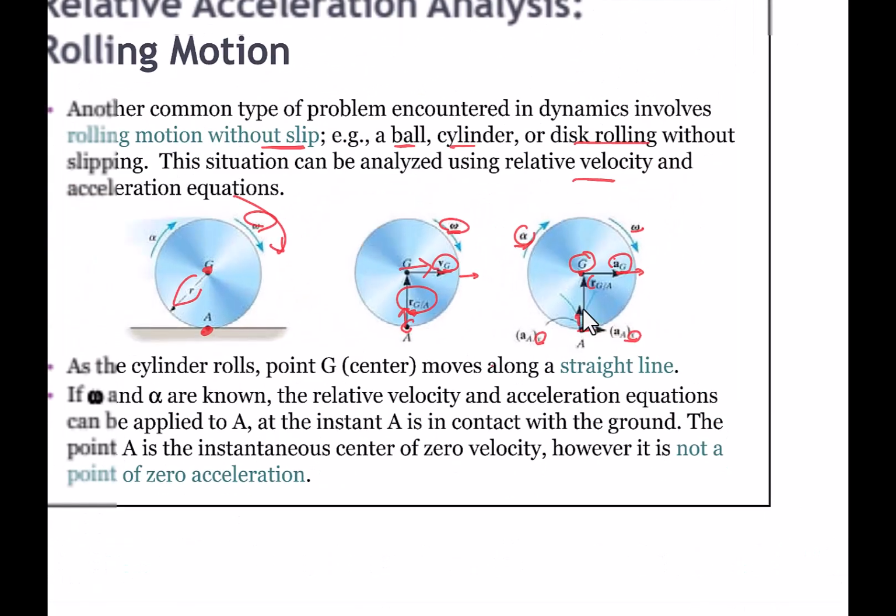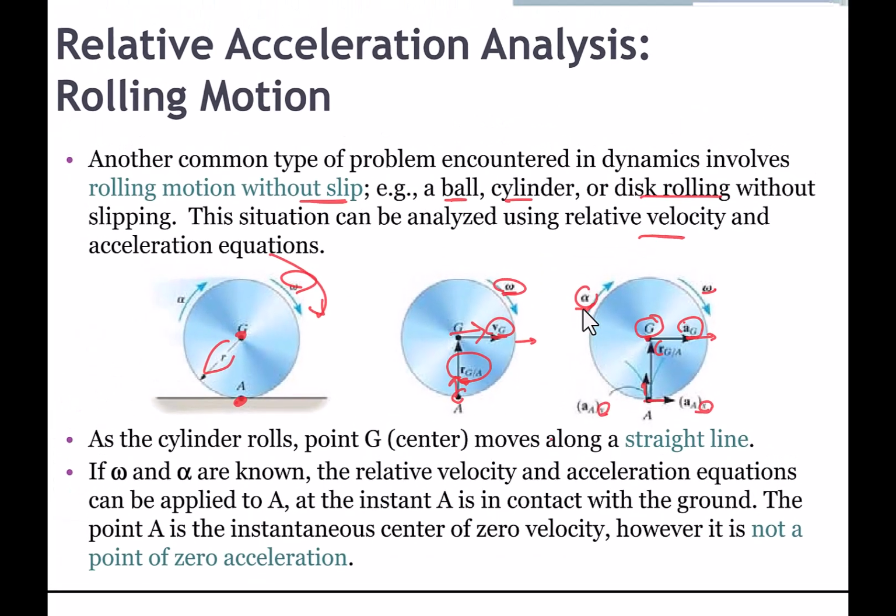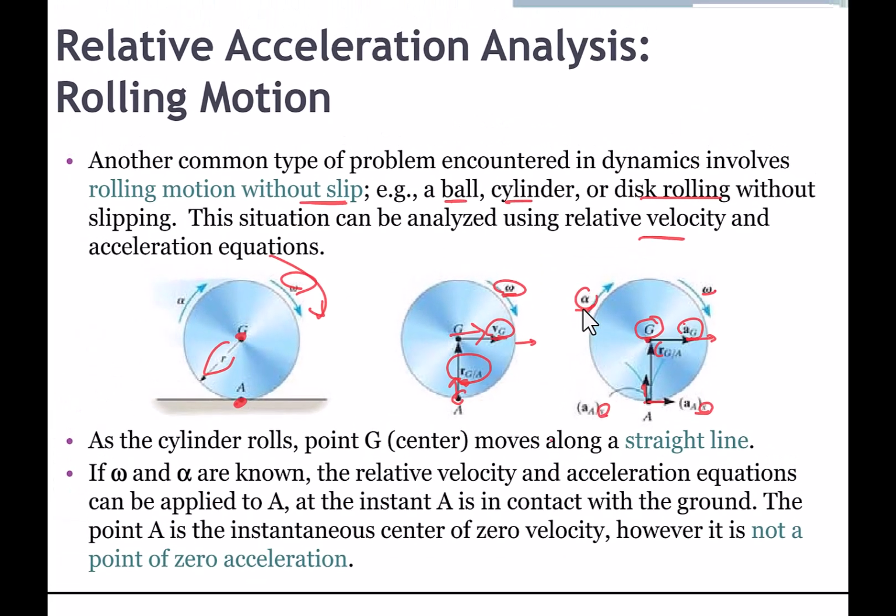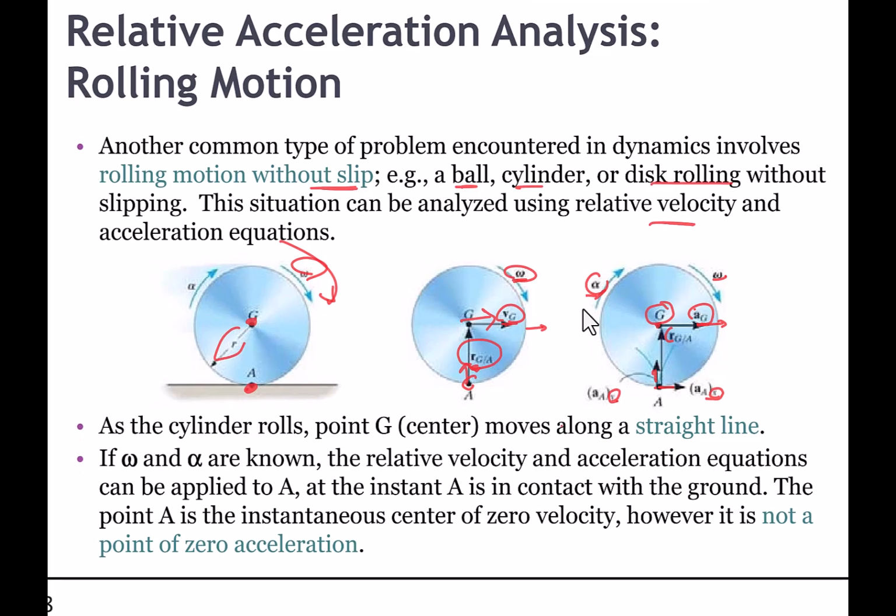Let's zoom out and carry on. As the cylinder rolls, point G, the center, moves along a straight line. If omega and alpha are known, the relative velocity and acceleration equations can be applied directly to A, and they are related by R, at the instant A is in contact with the ground.